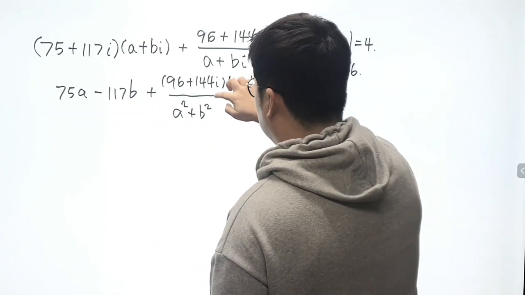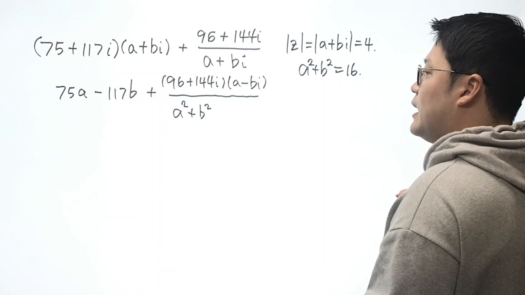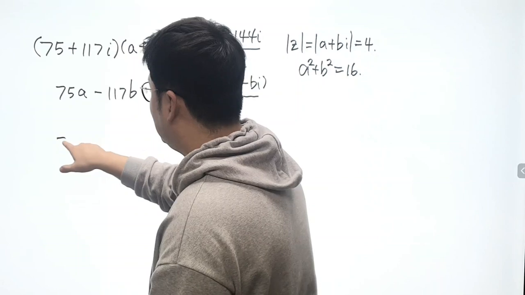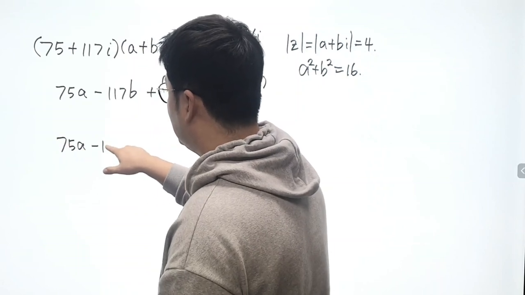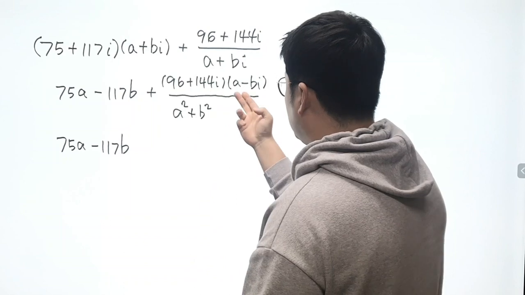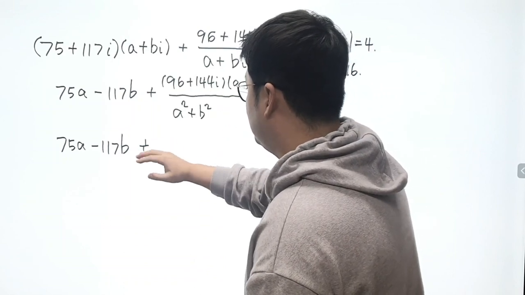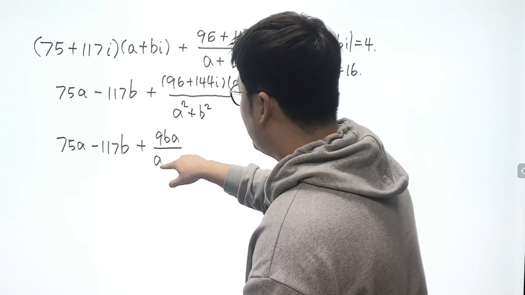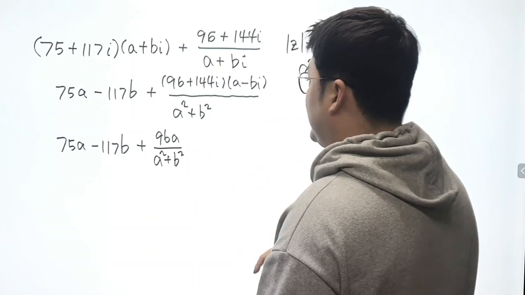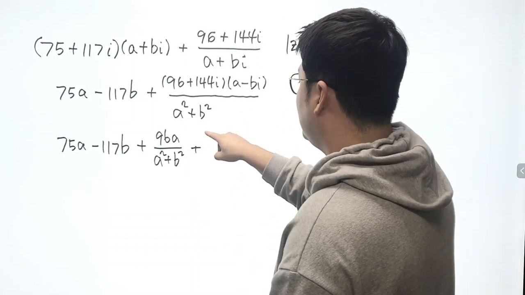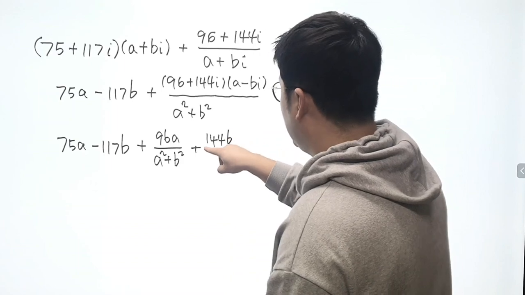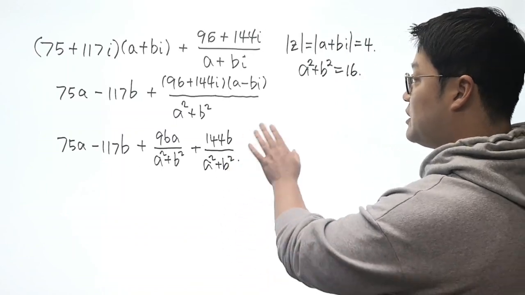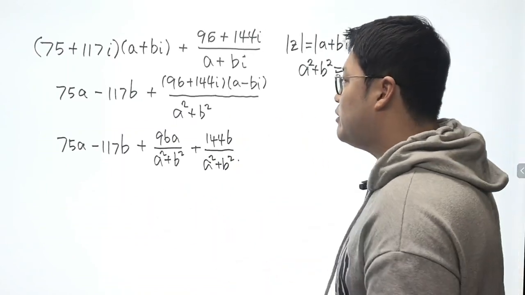All right, so let's just try to extend this line out here, and of course we don't care anything about the i part, so we still have this 75a minus 117b for sure, and of course we got some 96a divided by a squared plus b squared, right? And of course, we get something like 144b over a squared plus b squared. Now, of course, all the other parts are just imaginary parts. We don't care about the imaginary parts.